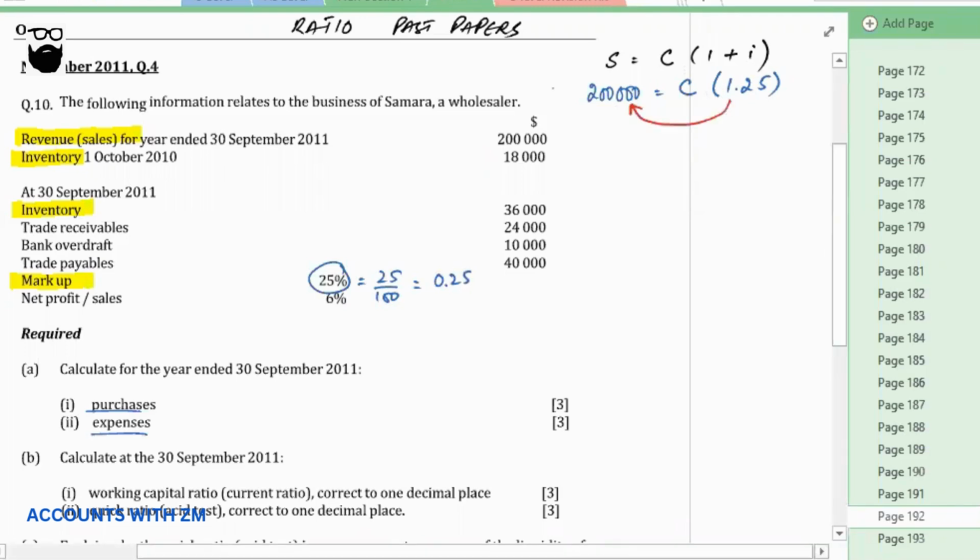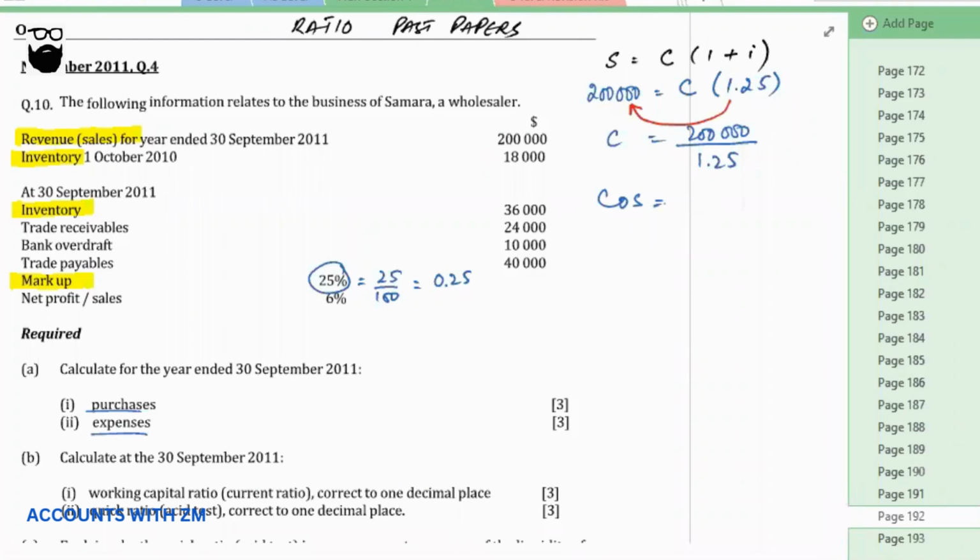Multiplication here becomes division on the other side. So C will be 2 lakh divided by 1.25, which is our cost of sales. Cost of sales should be, so it comes 1,60,000. Please confirm from your calculators. This is our cost of sale.